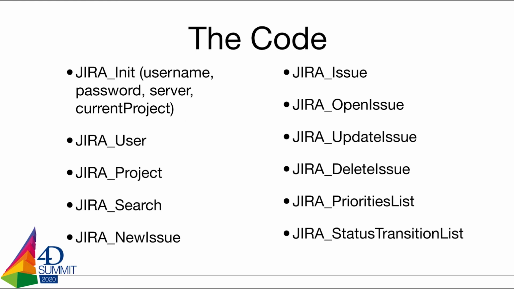So in the code library that's included with the session, there's a handful of methods. They all work very similarly. You'll have an init method, you'll have a user method and a project method. Both of those return information about the user and the current project that you're querying about. You'll have the ability to search the project for different issues based on different criteria. You'll have a method for making new issues, a method for pulling all of the data about a particular issue, and a method just to launch a browser and open an issue in the browser. You'll have a method to update issues, delete issues, and list things like priorities and status transitions.